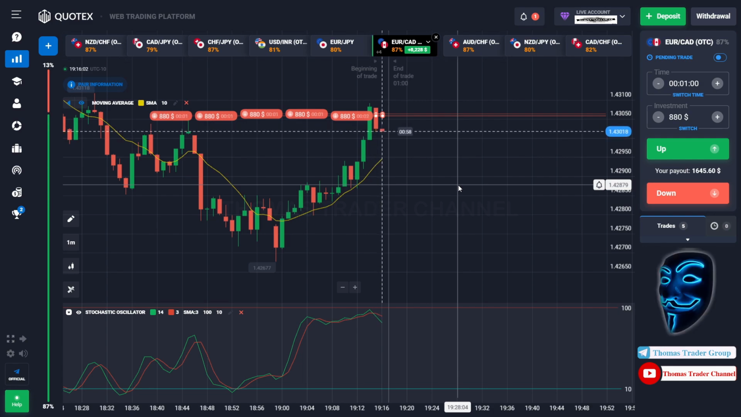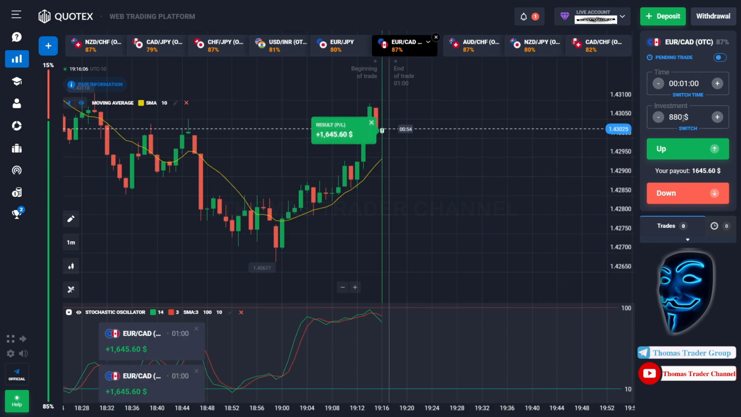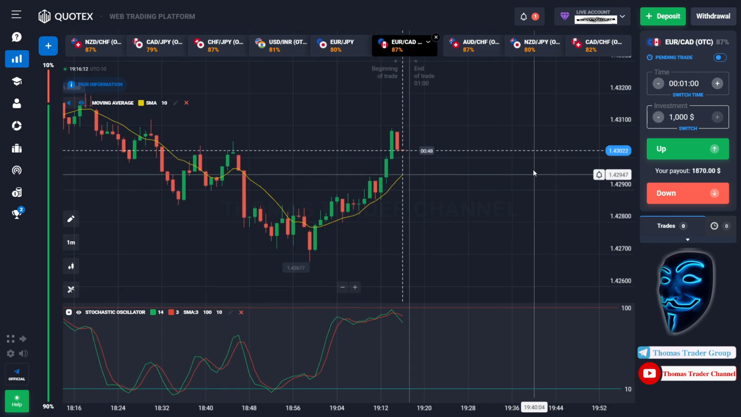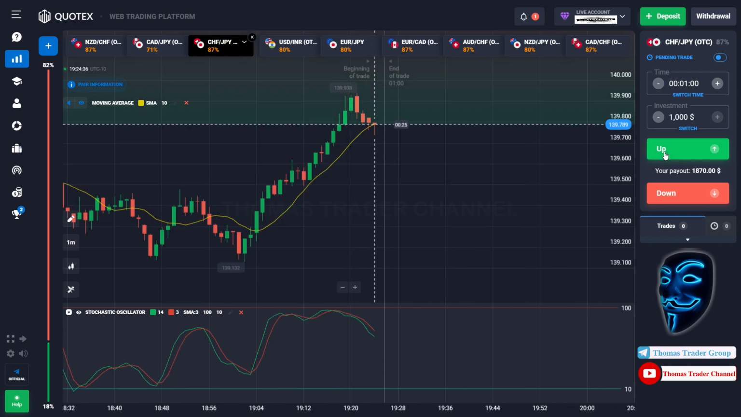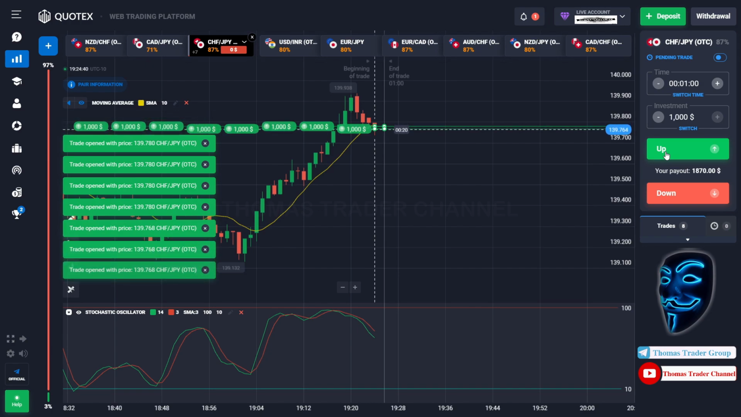We made a right prediction over here. We made a profit of $8,000. Let's divide it into 8. We will open 8 positions of $1,000 in the next open position. Let's find the market. Over here we can open buy for 1 minute. We will open 8 positions of $1,000.